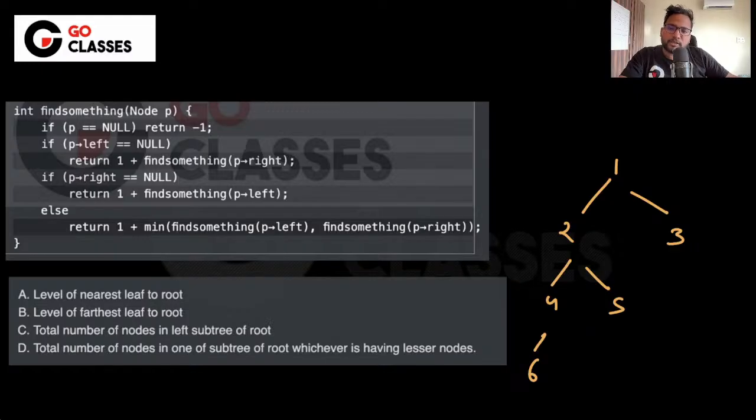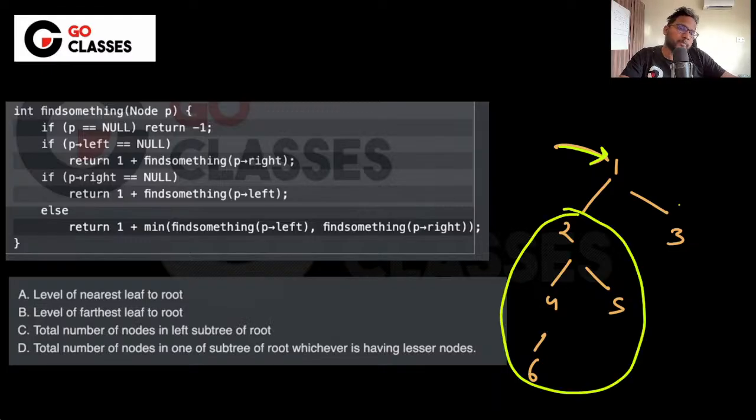Now let's try to execute this code. What they are saying: if p equals null, then return -1. So currently, let's suppose I'm running from the start. Currently it is not null. So okay, then what should I do? If p left is null, then do something like 1 plus find something, right? If p right is null, then do this. Otherwise, else 1 plus the minimum of whatever is the find of left and whatever is the find of right. So I will find 1 plus minimum of this and this.